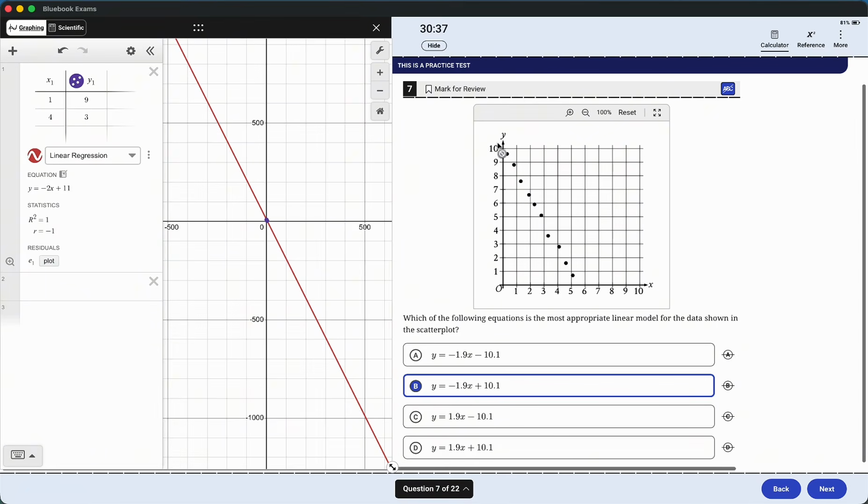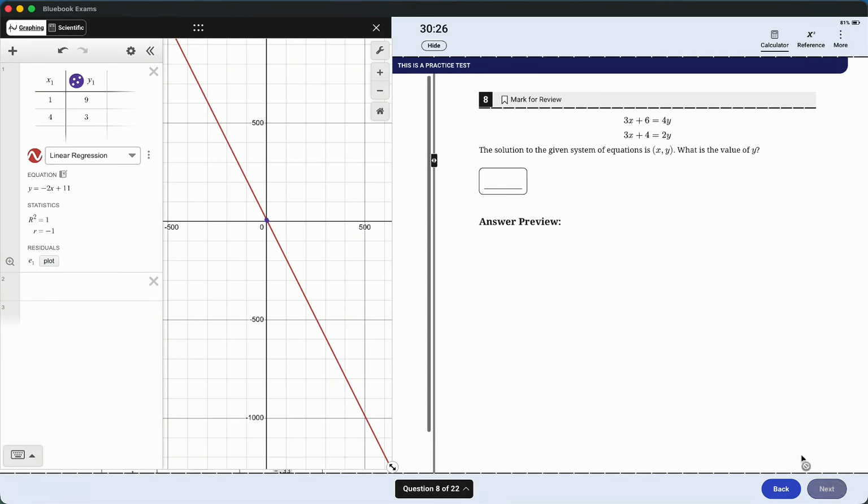This one's pretty simple again. We're in module 1, right? You can see that the y-intercepts should be about positive 10, so it couldn't be A or C. And then the slope is negative, right? So just looking at it that way, you can figure it out as well. But that's how you can use Desmos to do regressions.